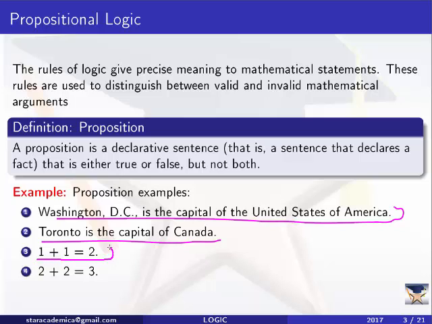1 plus 1 is equal to 2. Is this true or false? It is true. Then it is a proposition. 2 plus 2 is equal to 3. Is this true or false? It is false. However, it is a proposition. A proposition can be either false or true, but not both. Okay.